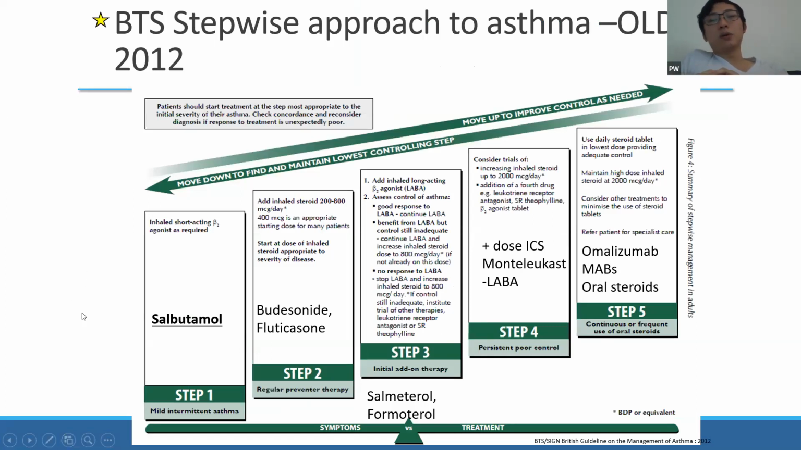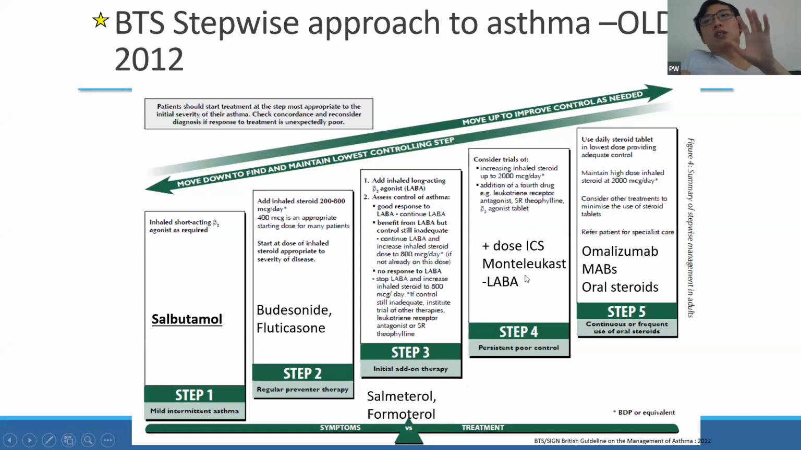So this is the old BTS therapeutic ladder. This is what we were using 2012 all the way up until 2019. And basically, you start off mild intermittent asthma with some short-acting beta agonist, which is salbutamol. You give them your blue inhaler. And then you would add on your brown inhaler, which is budesonide, fluticasone, get them to do this every day, which is their preventer inhaler, stuff they use every day to prevent them from having to use the blue. You add on your LABAs, which is basically your salmeterol, formoterol, a longer acting version of the salbutamol.